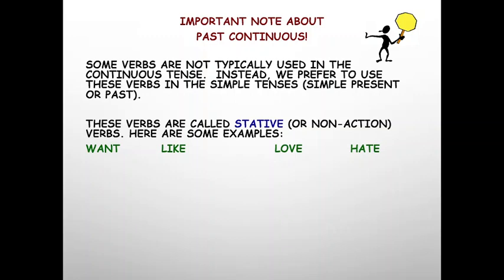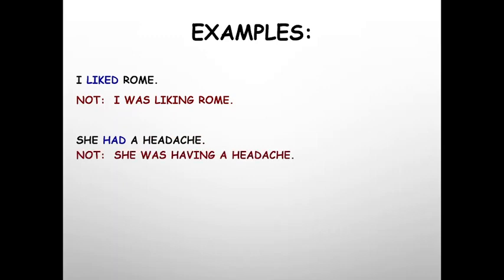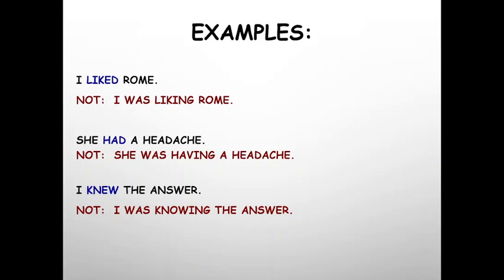Exactly, guys, don't forget that you can't use these verbs in any continuous tenses. Also, we have verbs like know, need, see, hear, believe, understand, have, forget, remember, belong. Examples: I liked Rome, not I was liking Rome. She had a headache, not she was having a headache. I knew the answer, not I was knowing the answer. Of course, these are mistakes.